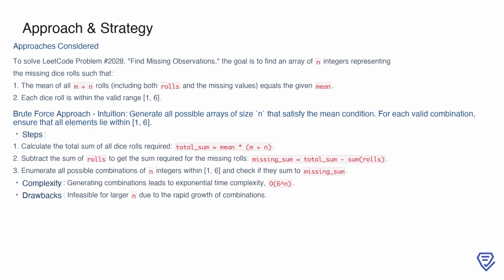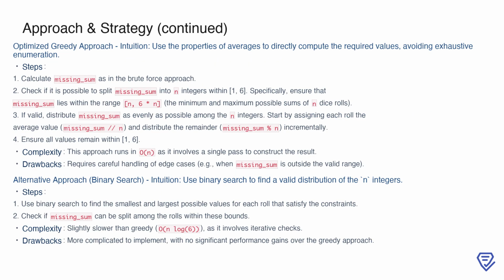However, the brute force approach quickly becomes infeasible for larger values of n because the number of combinations grows exponentially. This results in a time complexity of 6 to the power of n, making it inefficient and impractical for solving the problem in most scenarios. Instead of brute force, we can use an optimized greedy approach to solve this problem more efficiently.